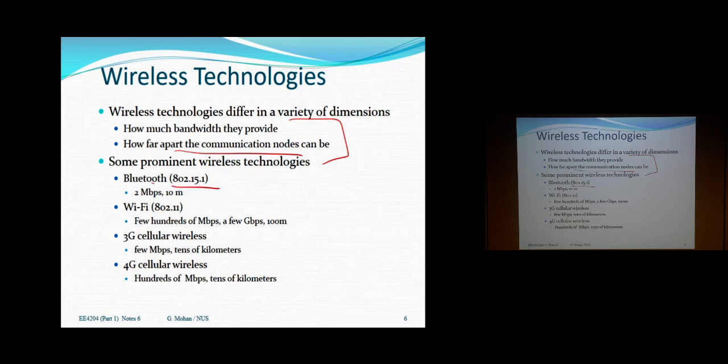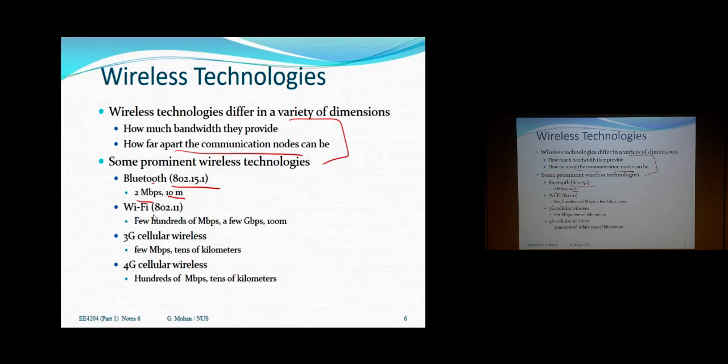Bluetooth, the standard is 802.15.1, and the typical data rate is a bit low, around 2 Mbps, and the communication range is up to 10 meters. Bluetooth is usually used for wireless headset to phone communication, very short distance only. Depending on the room, materials and other conditions, it may be less than 10 meters. In an open space without obstacles, in ideal conditions, it could be up to 10 meters.